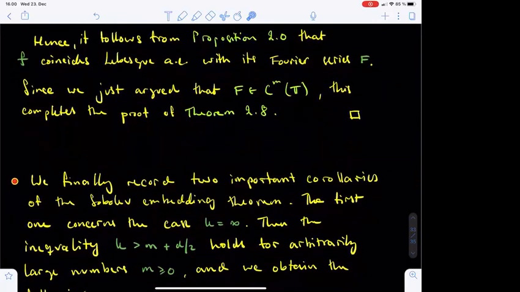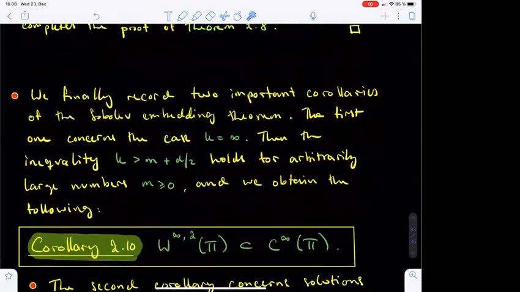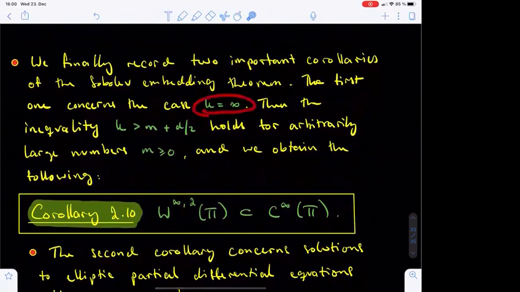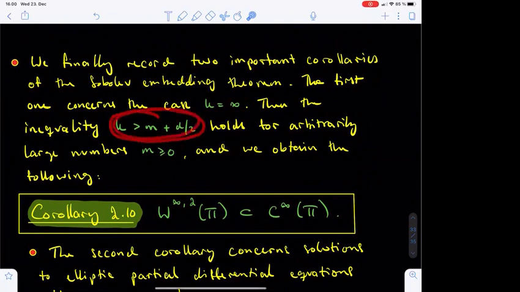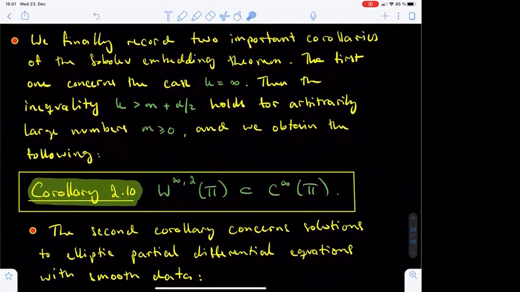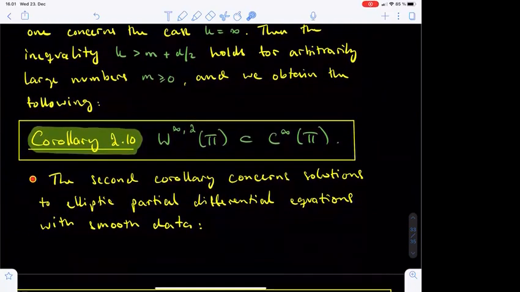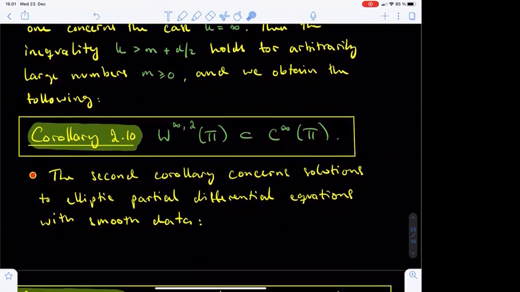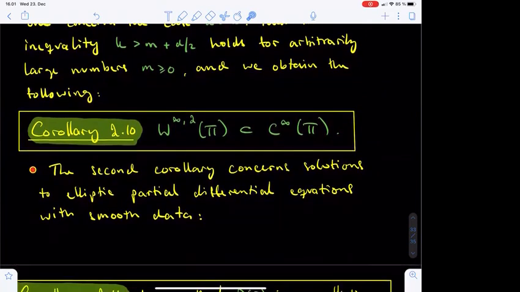We conclude the lecture by recording a couple of straightforward corollaries. The first one is the case where the index k in the Sobolev embedding theorem is equal to infinity. In this case, the inequality k strictly bigger than m plus d over 2 holds for arbitrarily large numbers m. So we obtain the following Corollary 2.10. The Sobolev space W^{∞,2} of T is contained in the space of 2π periodic smooth functions. To be completely accurate, one should again write here that every function in the Sobolev space W^{∞,2} of T coincides Lebesgue almost everywhere with a smooth function.